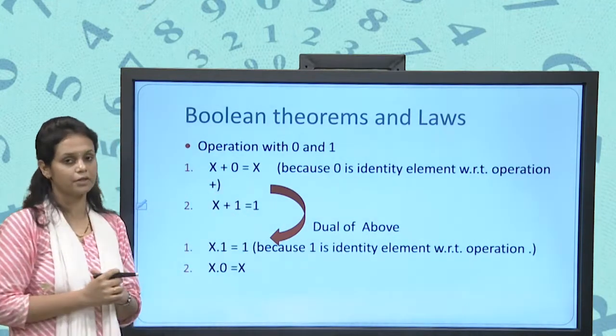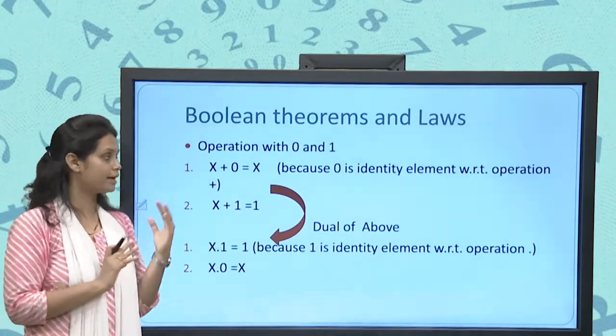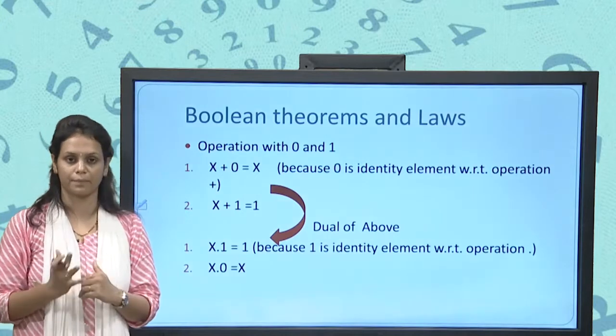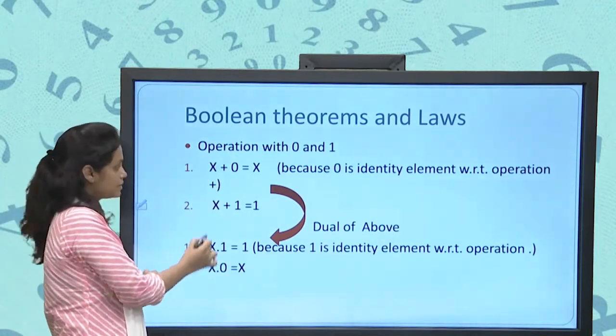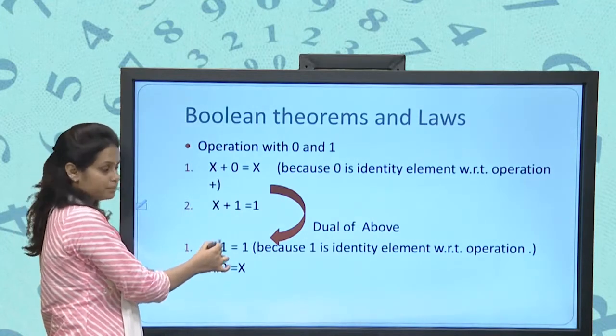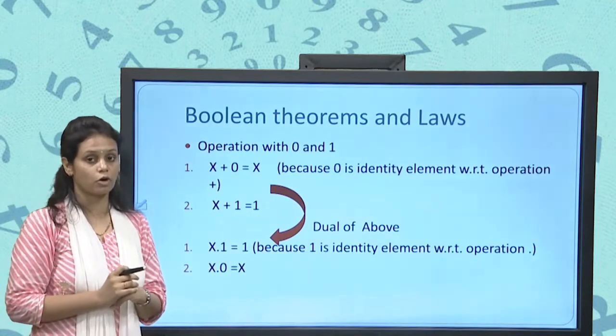What is the meaning of the dual? In the dual, plus is replaced by dot, and if there is a dot, we replace it by plus. So, x will remain as it is, this plus is replaced by dot, and 0 is replaced by 1. Now, what is x dot 1?